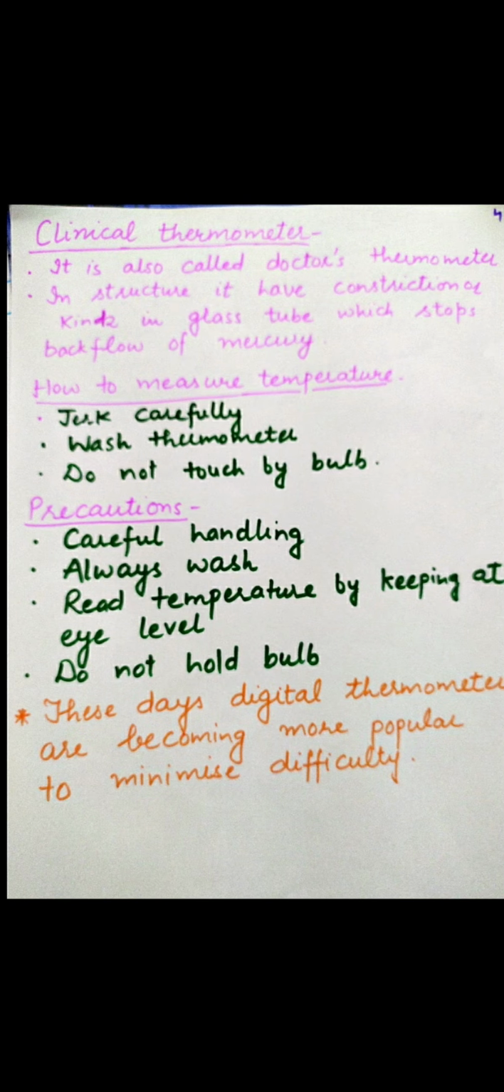Let us discuss the clinical thermometer. It is also called the doctor's thermometer because it is used by the doctor. The structure I have already explained, and you have seen the diagram. It has a constriction, and that constriction or bend is called the kink in the glass tube. What is the benefit of that constriction or kink? It will stop the backflow of the mercury. When you take the thermometer out of your mouth, the temperature will fall outside, so the mercury will start moving back. To stop that and to give you the accurate temperature, one kink has been given in the structure.